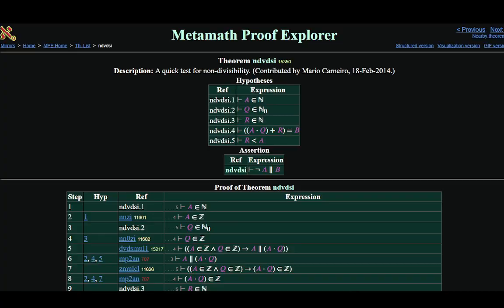And one thing that's really helpful that I managed to find is this theorem, NDVD-SI. Basically what it's saying is if you have a natural number and a counting number and a remainder, then if you can prove that A times Q plus R equals B, and R is less than A, then A doesn't divide B. So if I have like 23 times 7 plus 2, well 2 is less than 7, and therefore 7 doesn't divide B because it's just above a multiple of 7.